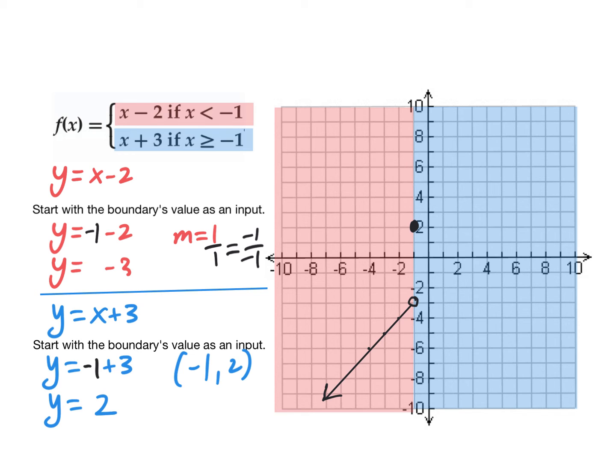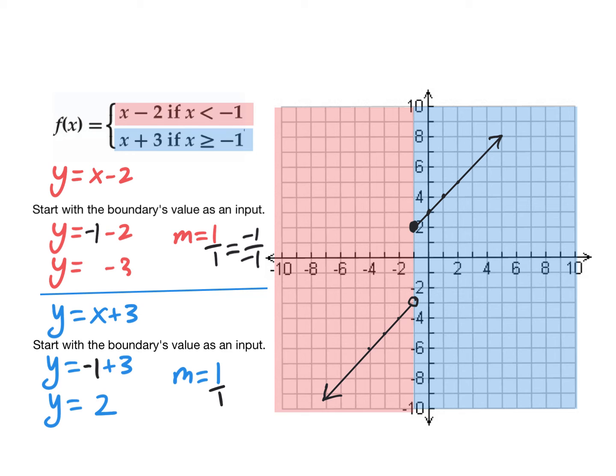What's the slope? What's the slope for this equation? 1. Slope is 1. So now I use it. M equals 1, 1 over 1. Does that take me to the right place? Up 1, right 1. I'm in the right region. That's good. Up 1, right 1. So I keep working my way there. Connect the points.